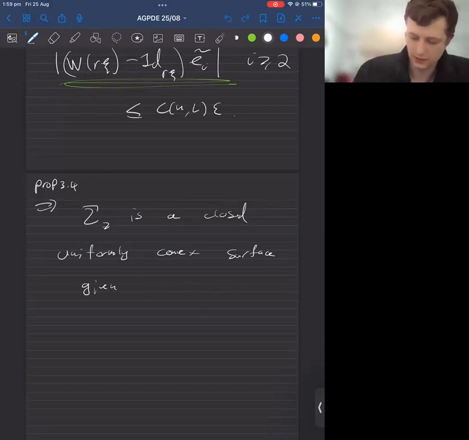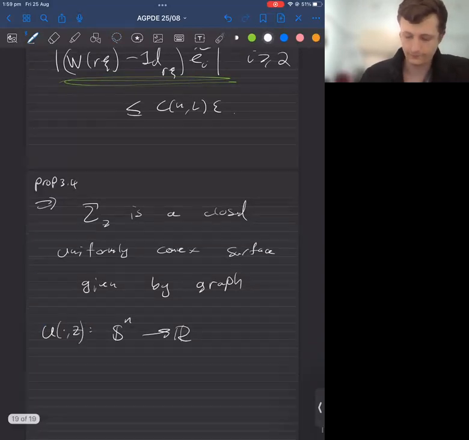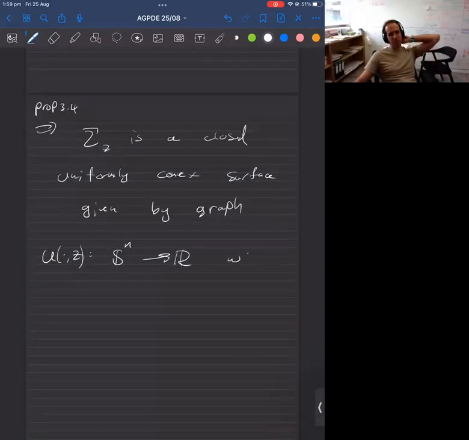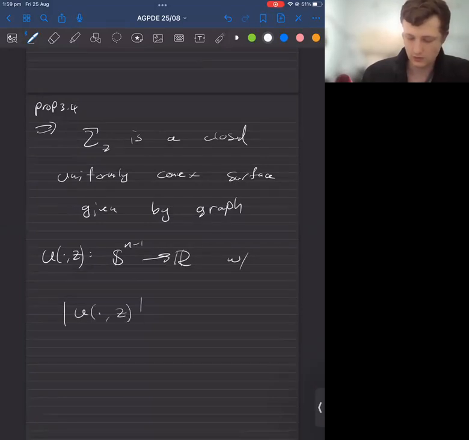So a bit messy. Given by a graph U from S^n to R, and this U will depend on Z. I think it's n-1. Yes. So it's given by a graph over S^(n-1), and this U has C^(k+2) norm controlled.